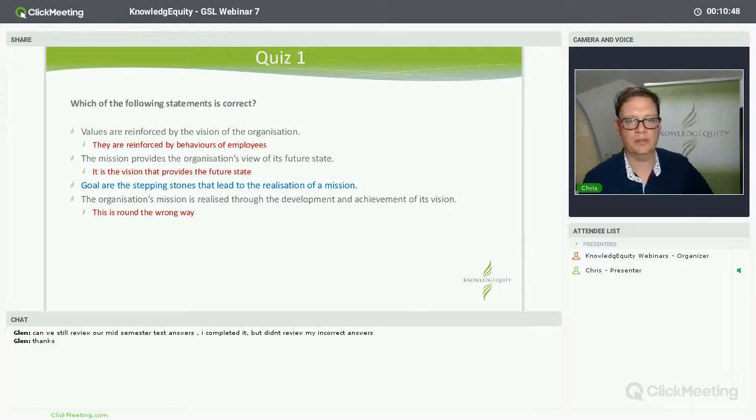Excellent. So values are reinforced by the vision of the organization. They're reinforced by behaviors of employees, behaviors and norms, if you think about it that way. And values and those behaviors or norms, that's what builds into organizational culture. It's the vision that provides the future states, we know, not the mission, the way it's defined in the study guide. And organization mission is realized through the development of the vision. In some ways, you could argue, yes, it is, but it's the wrong way around in terms of the way the study guide presents it. So well done for the fair majority of you picking option C.